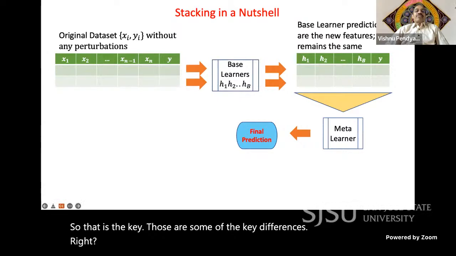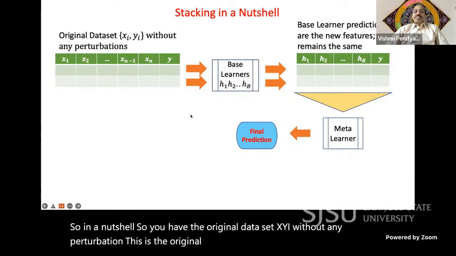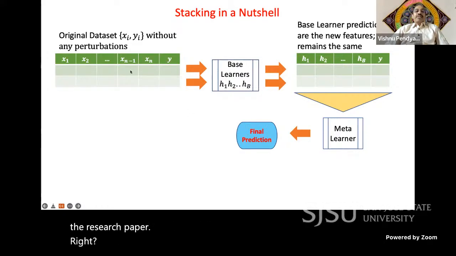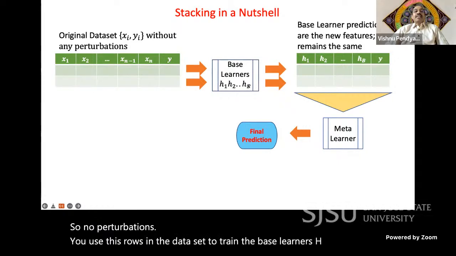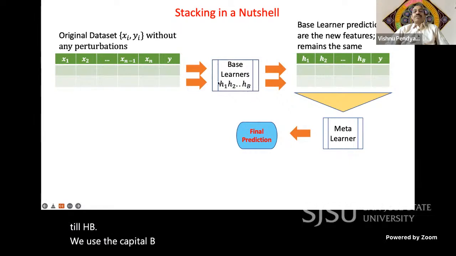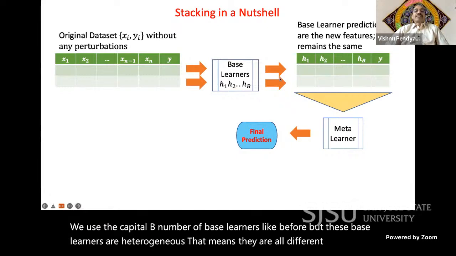So in a nutshell, here is the original data set Xi, Yi without any perturbation. This is the original stacking. This is how stacking was originally proposed in the research paper, right? So no perturbations. You use these rows in the data set to train the base learners, H1, H2, and so on till HB. We use a capital B number of base learners like before, but these base learners are heterogeneous. That means they're all different models.